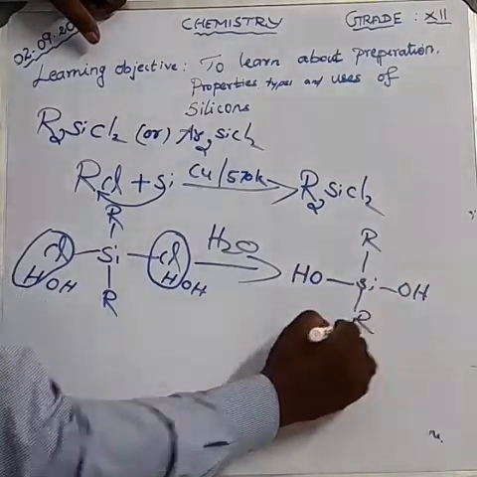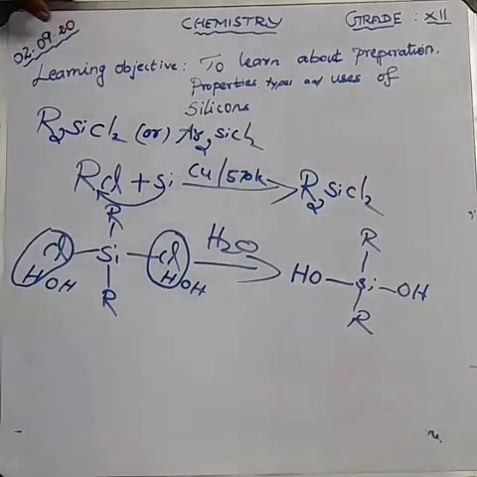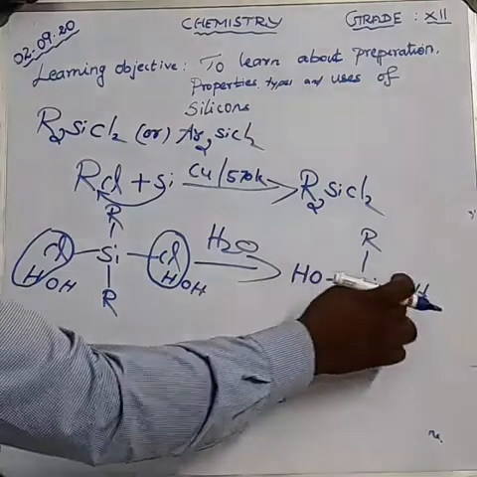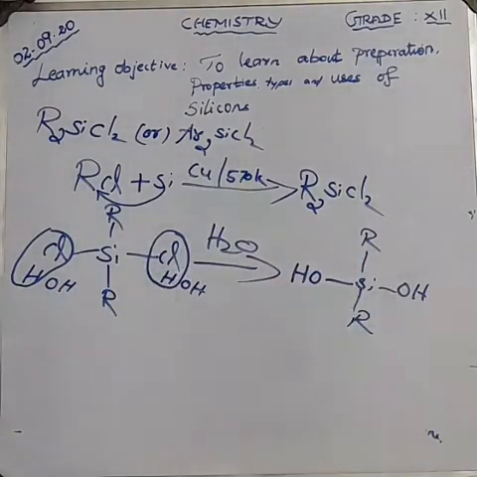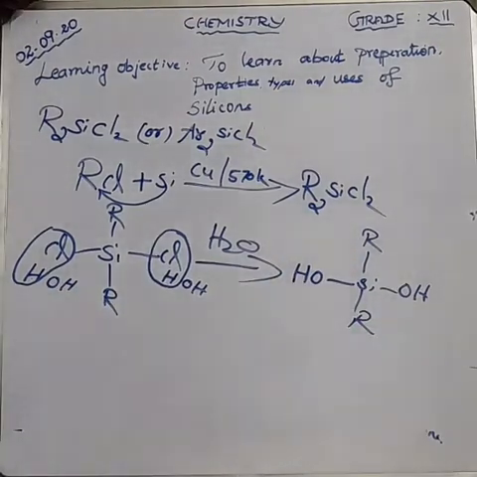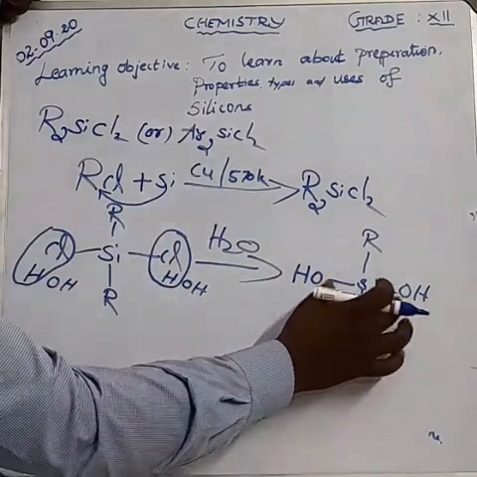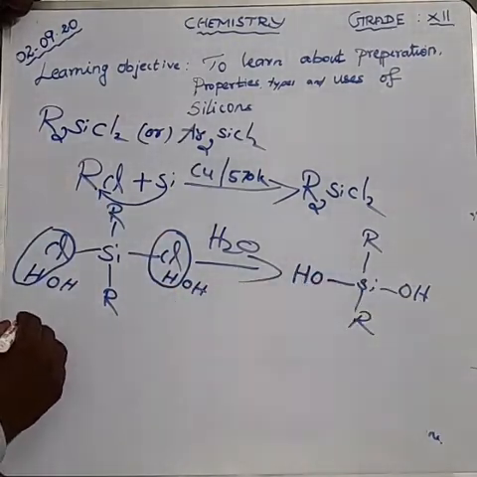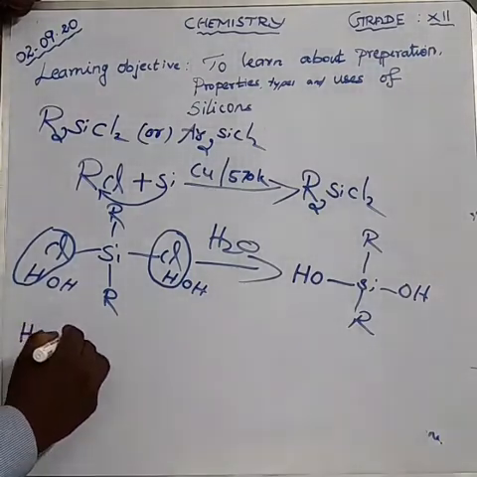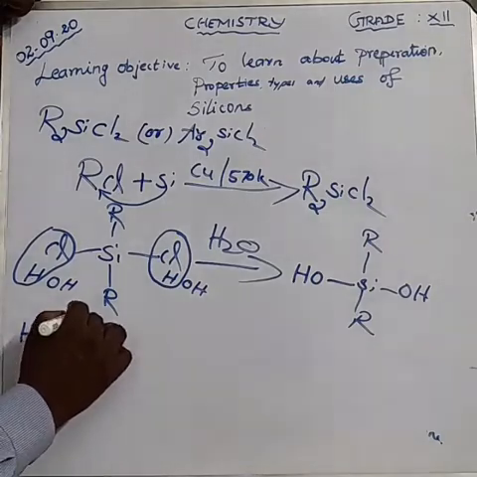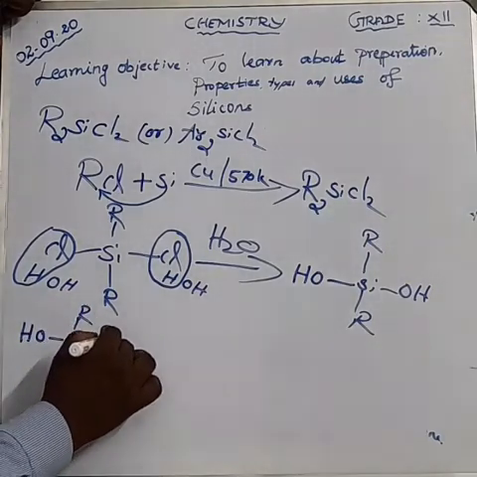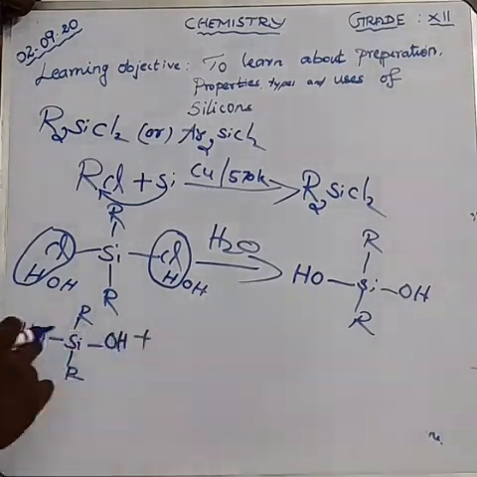R2Si(OH)2. This is the first one, a straight chain polymer precursor with active OH groups. In the second step, we are taking 2 moles of this compound. It can be written as HOSiRROH plus one more of the same compound.